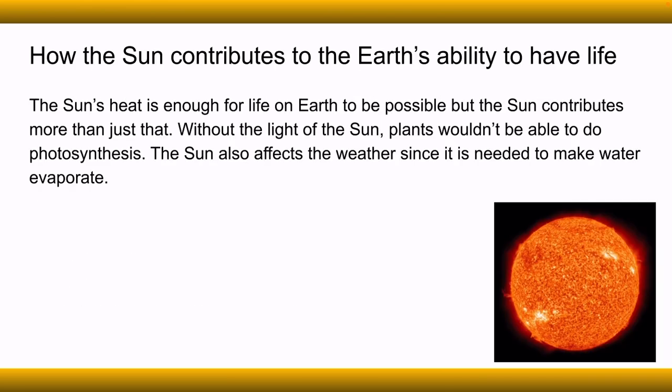How the sun contributes to the Earth's ability to have life. The sun's heat is enough for life on Earth to be possible, but the sun contributes more than just that. Without the light of the sun, plants wouldn't be able to do photosynthesis. The sun also affects the weather since it is needed to make water evaporate.